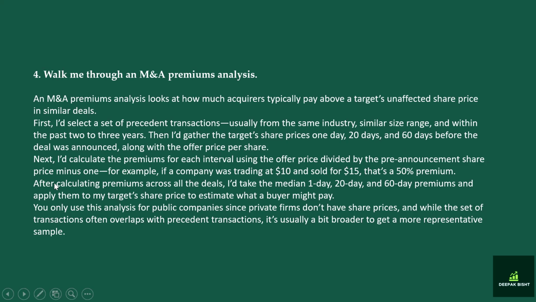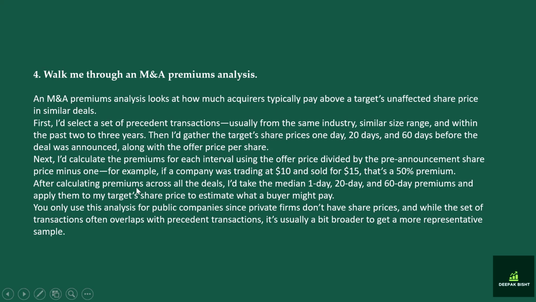Then you calculate the premium. To calculate it, you divide the offer price per share by the unaffected price per share, and you subtract 1. So that is offer price minus unaffected share price, divided by unaffected share price. For example, if the target price is $10 one day before announcement, and the acquirer paid $15, the 1 day premium is 50%. If you repeat this for day 1, day 20, and day 60, you get the 1 day premium of 50%, then the 20-day premium and the 60-day premium. That's how you can calculate the premium and analyze.